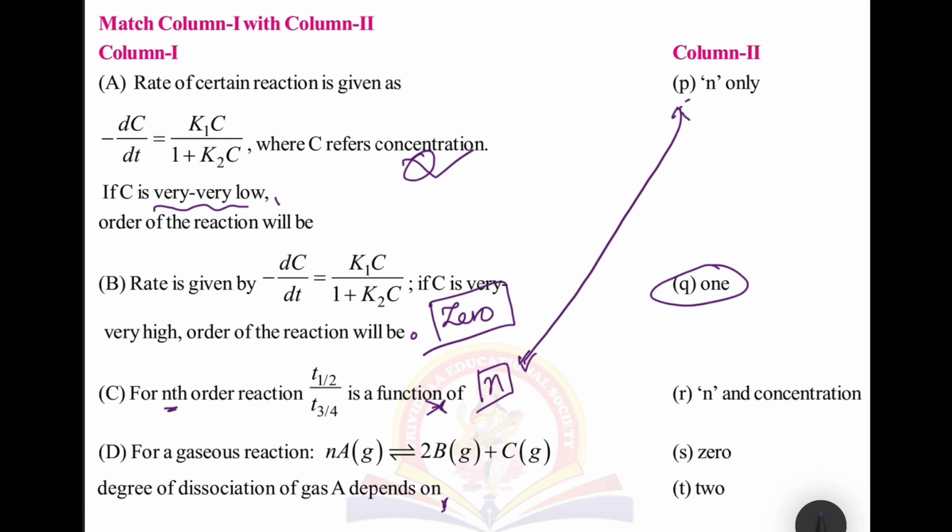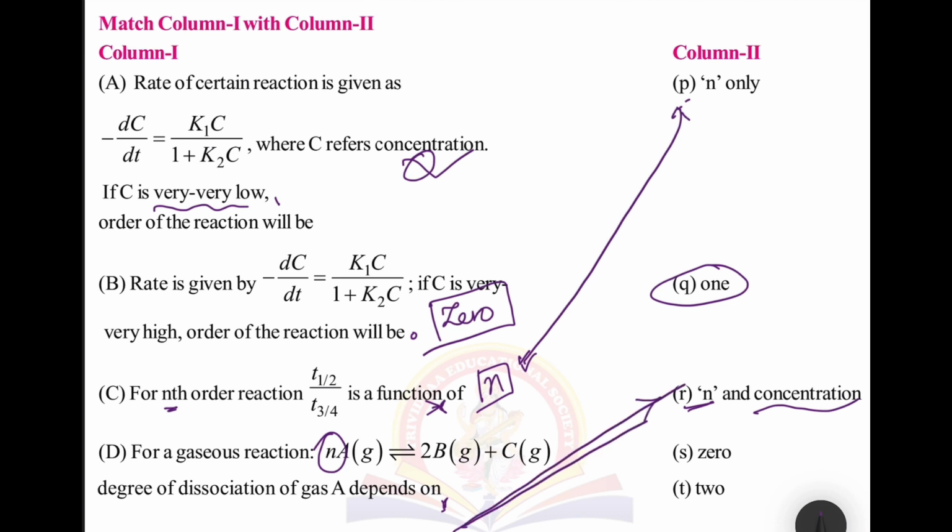For a gaseous reaction, A gives rise to 2B plus C. Degree of dissociation of gas A depends. Degree of dissociation always depends on n, that is the stoichiometric coefficient, and the concentration of the given. So it will be R.